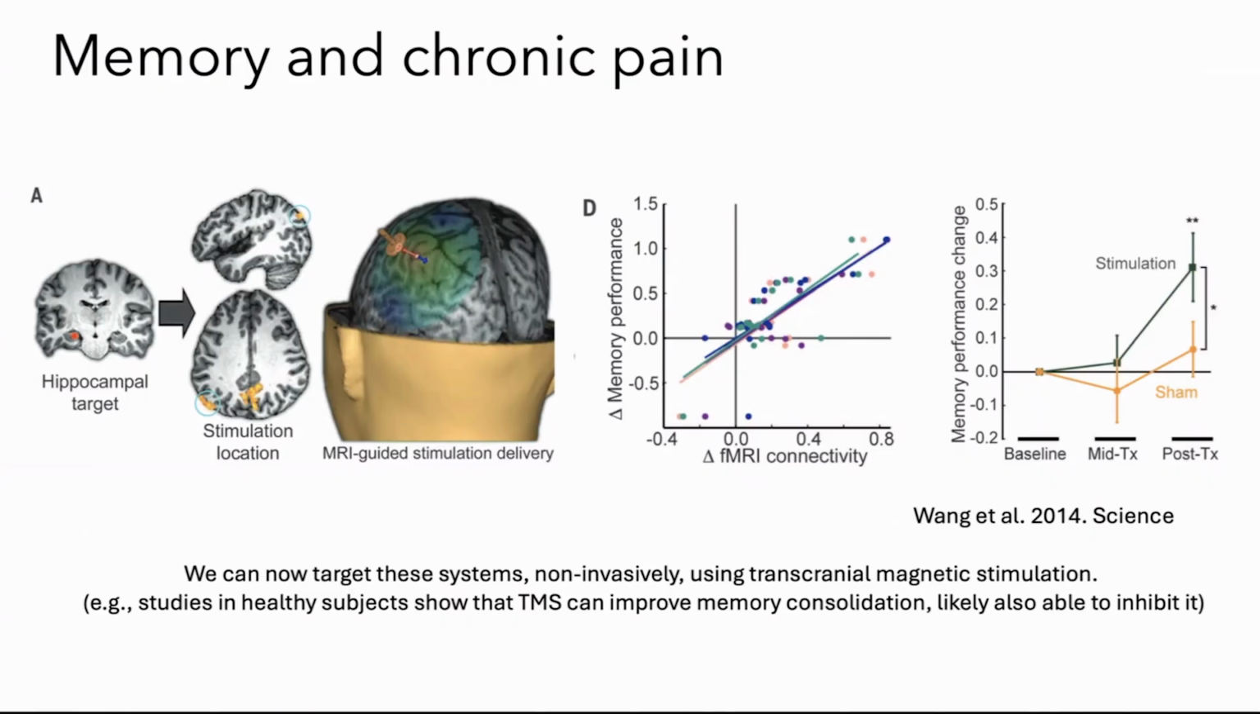And now we're trying to understand if, for instance, we are able to inhibit some of these regions that are forming new memories, are we able to prevent the transition from acute to chronic pain?